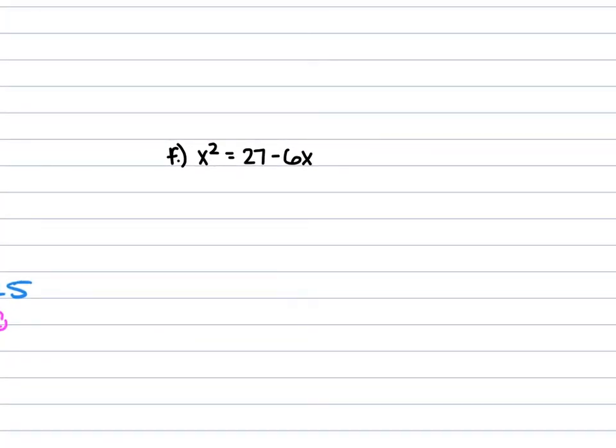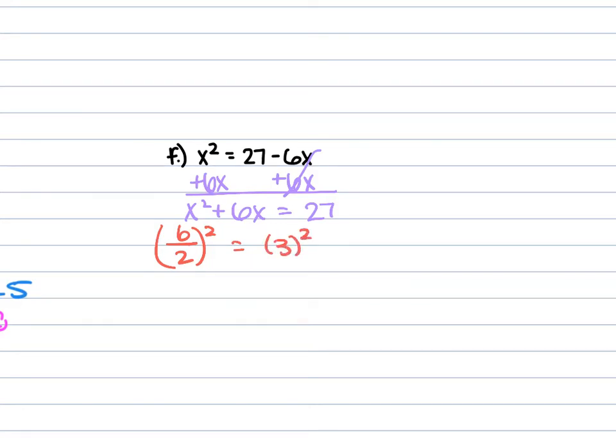For f, we have x squared is equal to 27 minus 6x. Move the 6x over. So we're going to have x squared plus 6x is equal to 27. Then we're going to take your b, which is 6, divided by 2, and square it. 6 divided by 2 is 3. 3 squared is 9. Add the 9 to both sides. So x squared plus 6x plus 9 is equal to 27 plus 9.